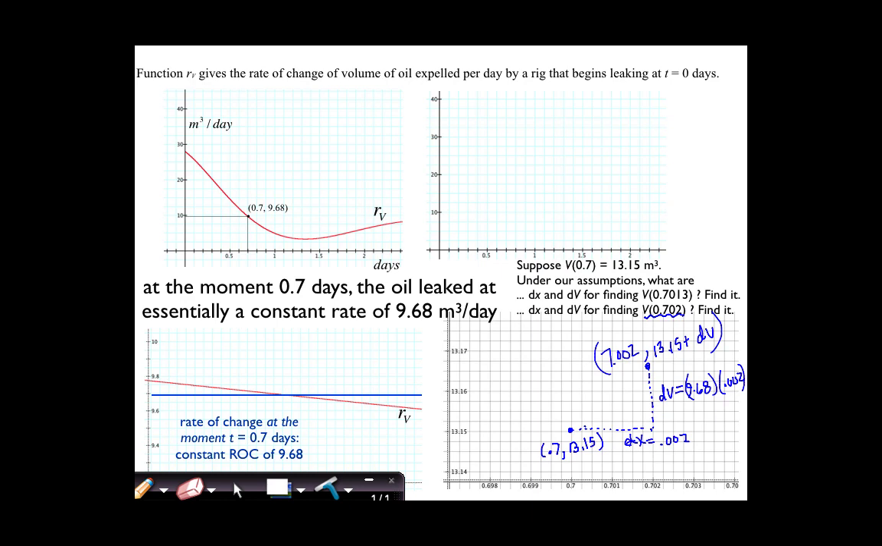If I knew by time 7 days, by time 7.002 days, or no, sorry, I put my decimal places in the wrong spot. 0.702. There we go. By 0.702 days into the oil leak, we've got 13.15 plus dV, where this dV is m dx, 9.68 times 0.002, the additional amount of time since we last measured the rate.